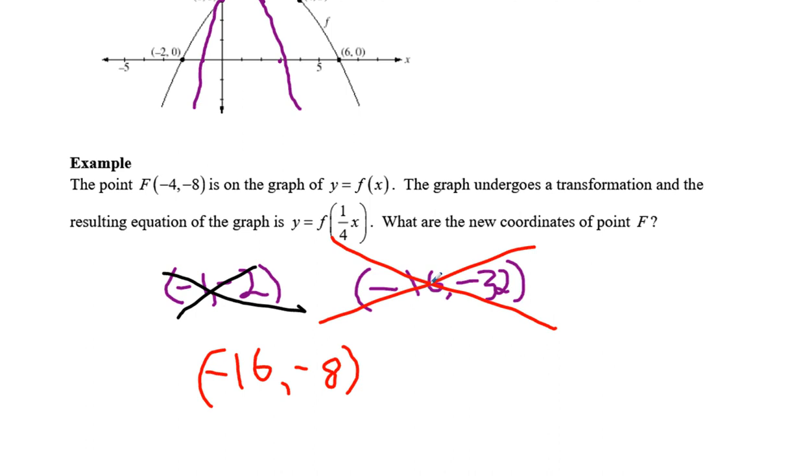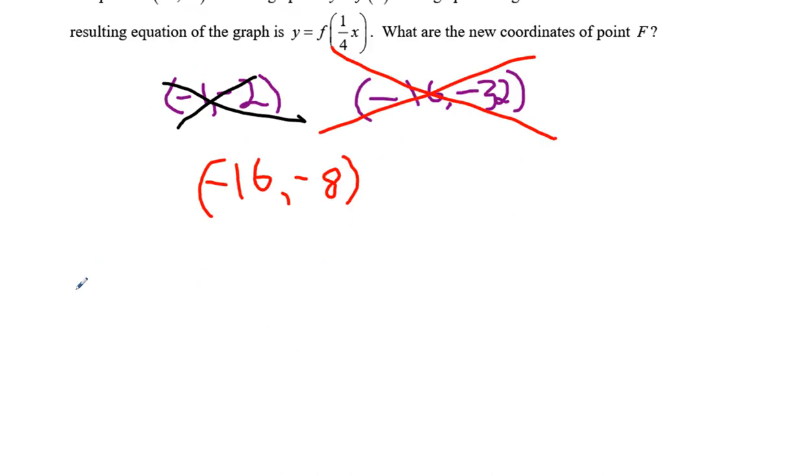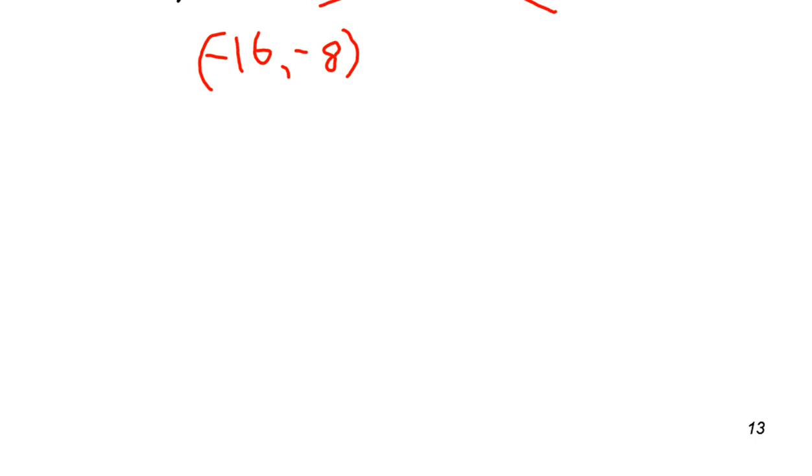All right, but the diploma could have gone on and made this, let's say, some -2, some 32, or they only changed one of them. The diploma's good. We've got to realize that this is a horizontal stretch by a factor of 4. It only influences the x. Thus, we are good to go at -16, -8. All right, that's page 13.